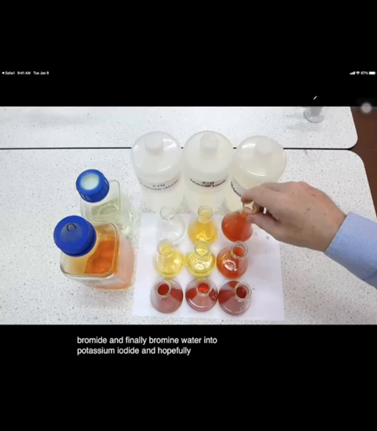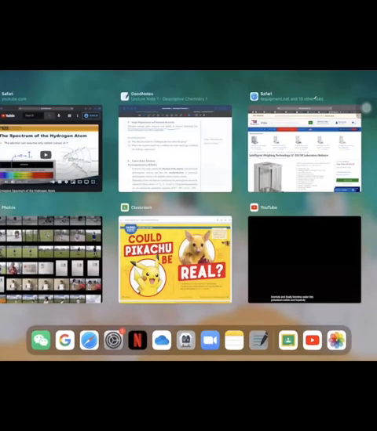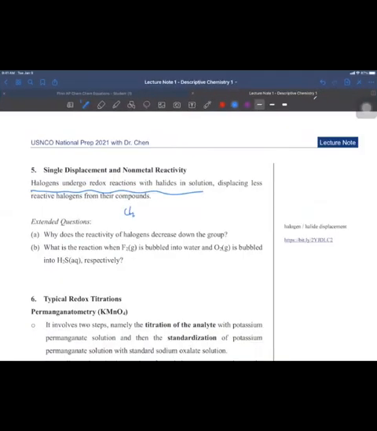So basically, based on this 9 experiment, we can conclude the chlorine is stronger than bromine, is stronger than iodine as an oxidizing agent. Or you can say iodide is stronger than Br minus, stronger than chloride as a reducing agent, right? So I think this makes sense, right?